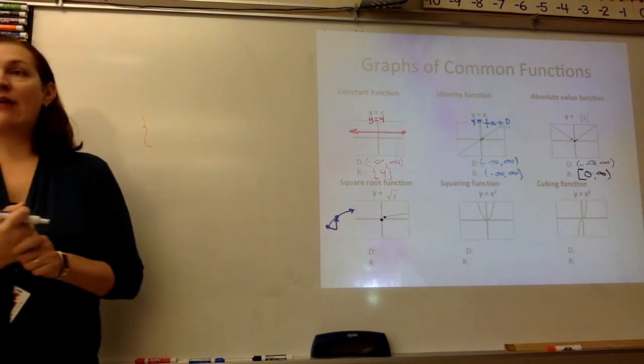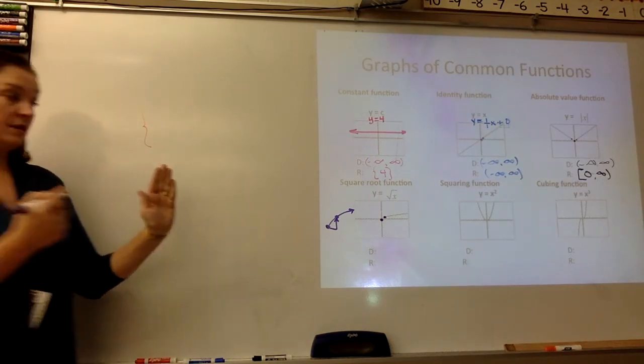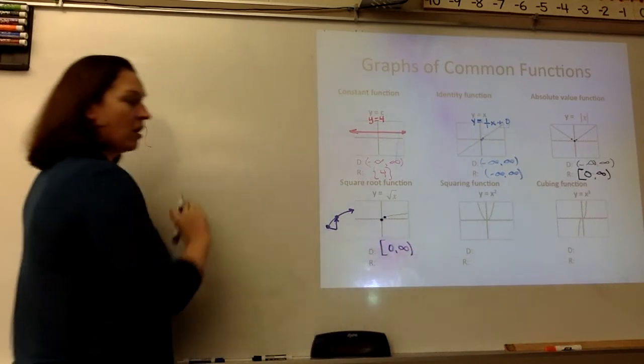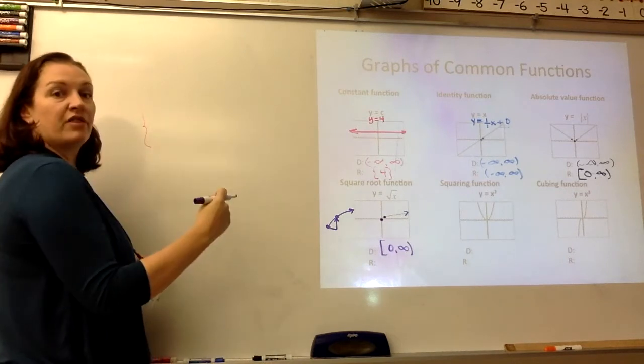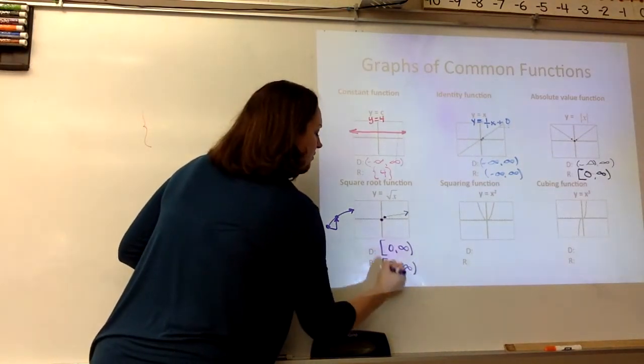My domain, how far left? Goes all the way to 0 with a bracket. And then all the way to infinity because it grows out to the right. What about range? How far south? 0. It grows all the way to infinity also.